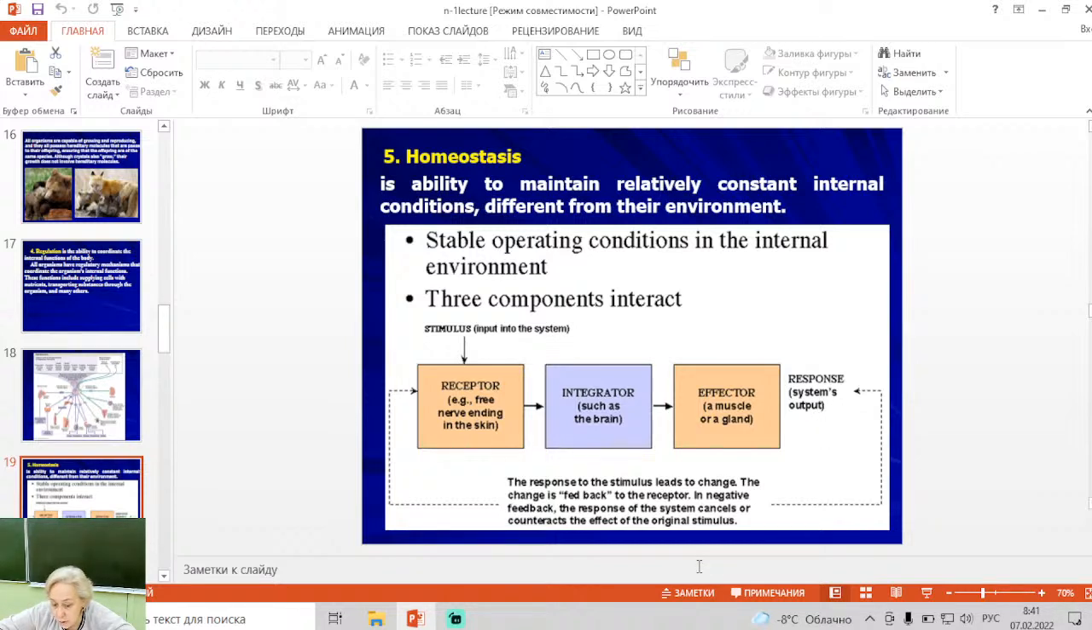The response to the stimulus leads to a change. The change is fed back to the receptor. In negative feedback, the response of the system cancels or counteracts the effect of the original stimulus.